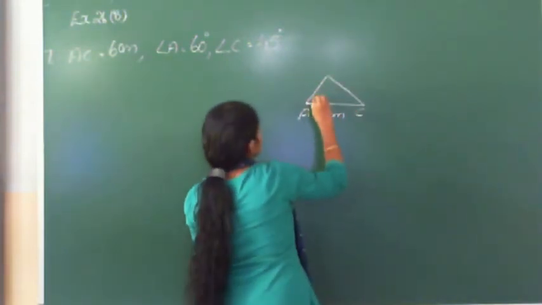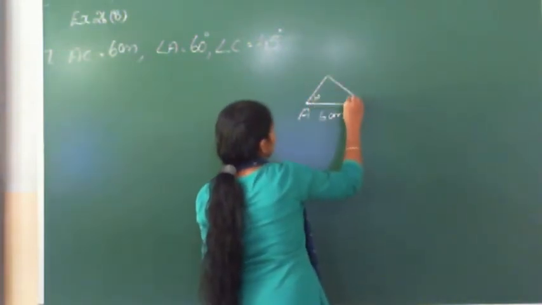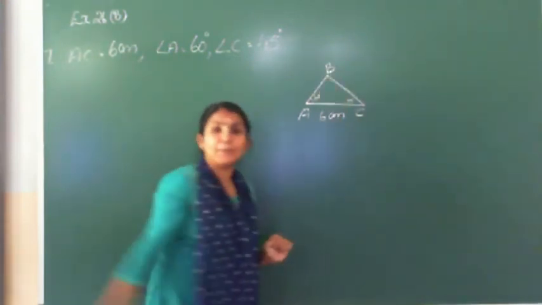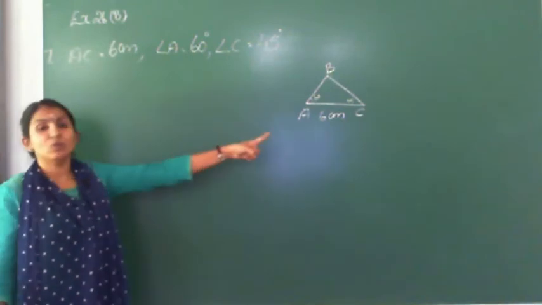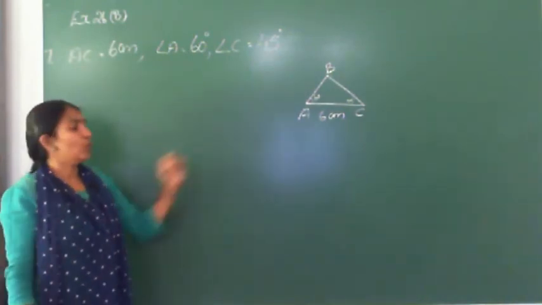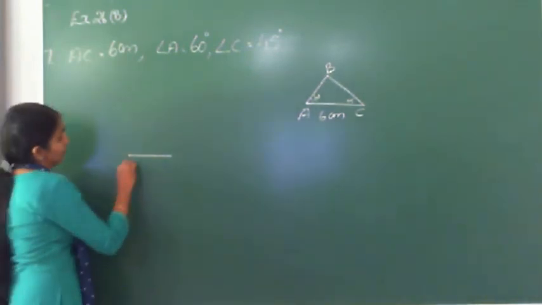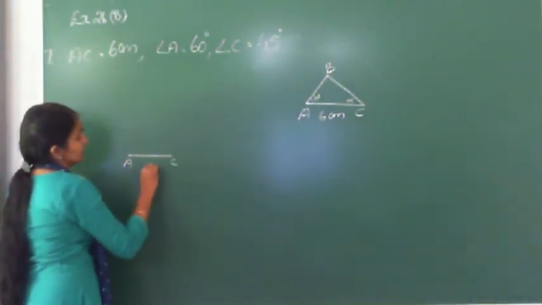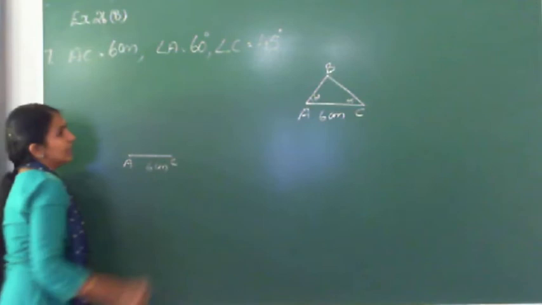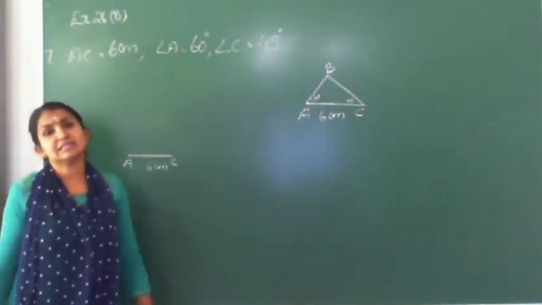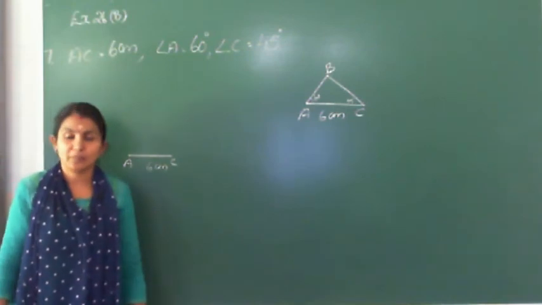So this one is 60° and the other one is 45°. This point is B. So baseline will be AC with 6 centimeter. So we got AC and it is 6 centimeter. Now we have to draw this angle A as 60° with compass.